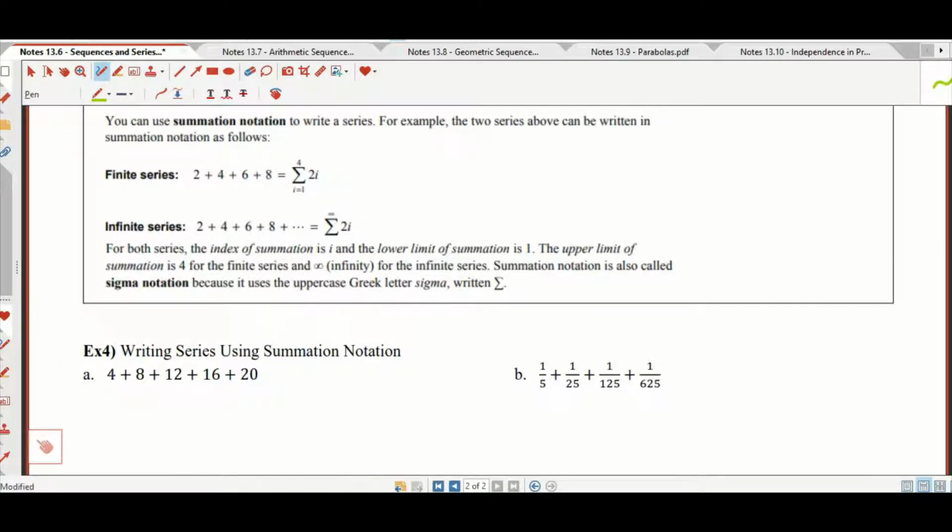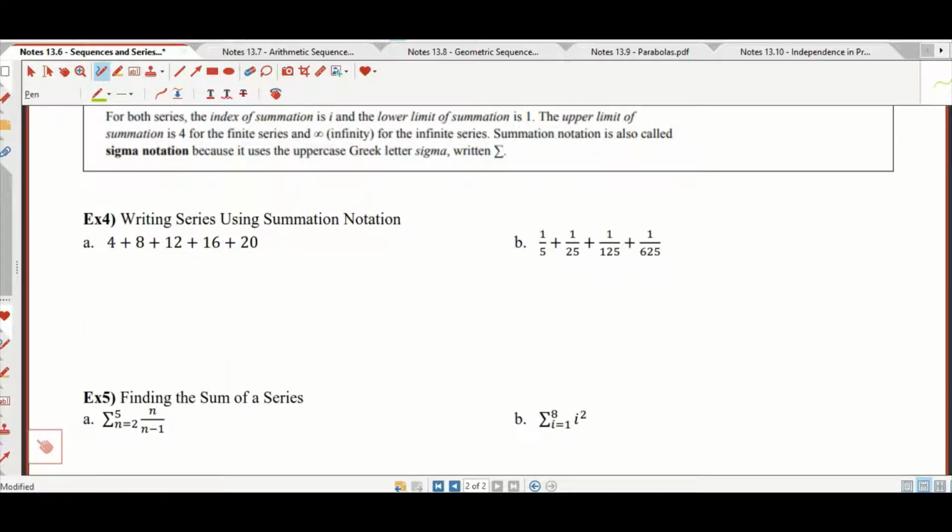Summation notation is way easier to write. So the two series above can be written in summation notation. That is, 2 plus 4 plus 6 plus 8 is the summation of i equals 1 up to 4 of 2i. That is 2 times 1 plus 2 times 2 plus 2 times 3 plus 2 times 4. That's what that's saying: you start i at 1 and then you add those all up.